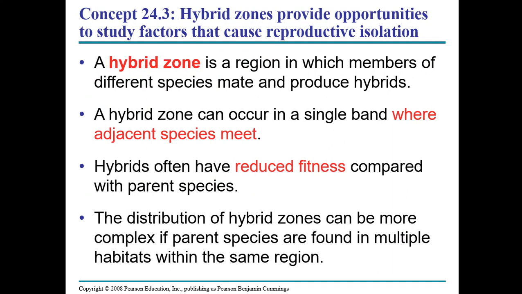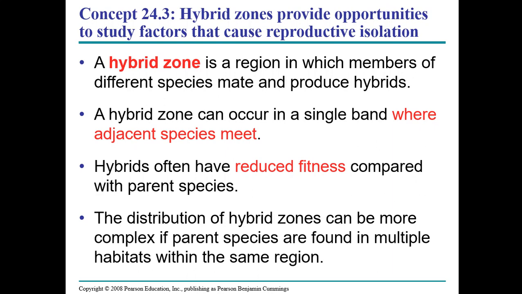So let's talk about hybrid zone. It's the region in which members of different species mate and produce hybrids. A hybrid zone can occur in a single band where adjacent species mate. Halimbawa, nasa mountain yung isang species tapos yung isang species naman nasa foot of the mountain. So the tendency is there can be a possibility na sila ay makapag-mate. Magkatabi lang yung species. Hybrids often have reduced fitness compared with parent species, especially with dogs. Kaya yung mga mahilig sa hybrid, ito yung kanilang mga problems.